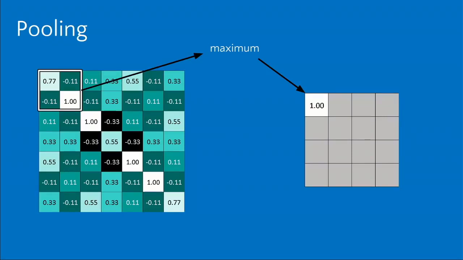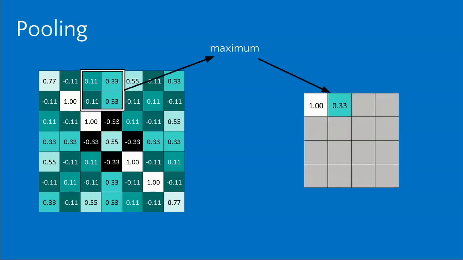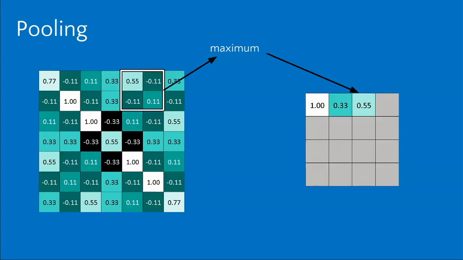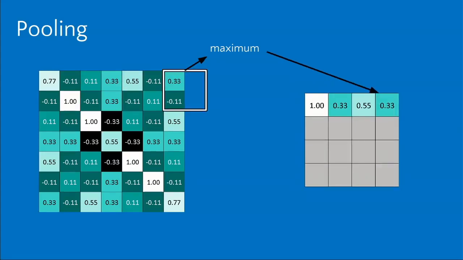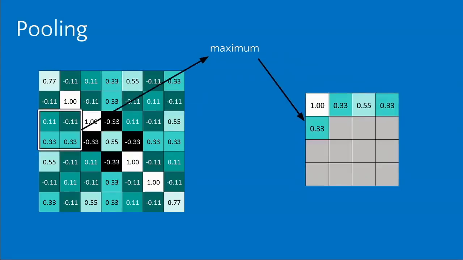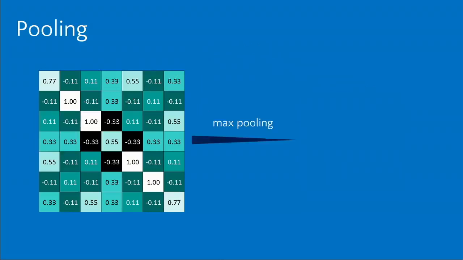And within that, the maximum value is 1. So we create another little array to keep track of all of our results, and we put a 1 in it. And then we step it over by our stride, which is 2 pixels. Look at the window, choose the maximum value. In this case, it's 0.33. Record it, and go again. And we keep doing this, recording the maximum value each time, all the way through the image.